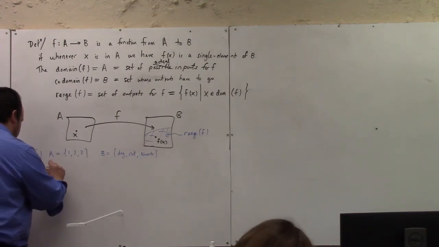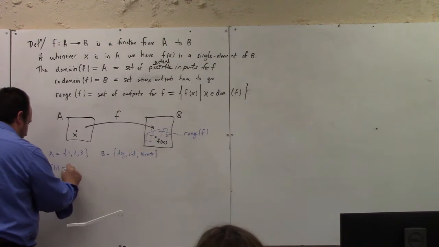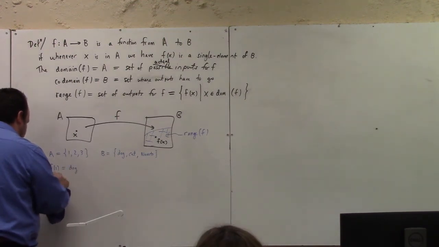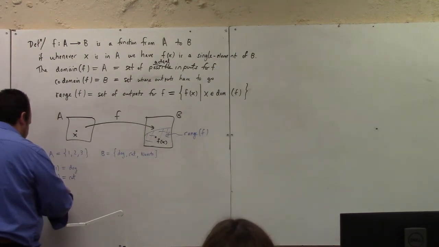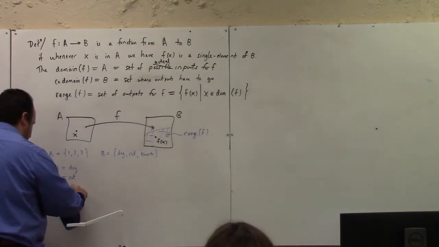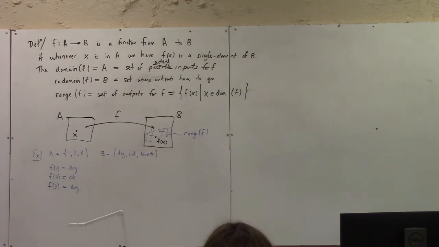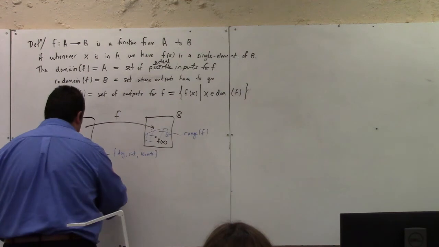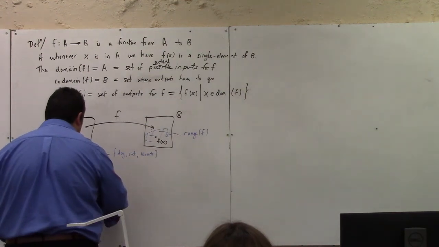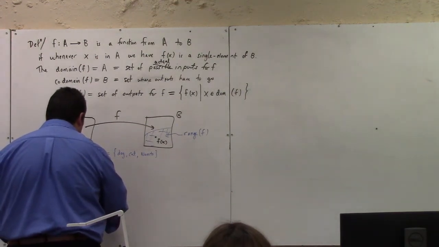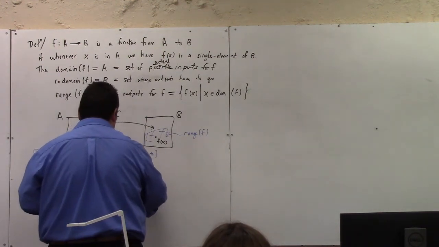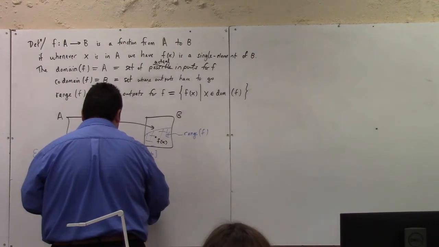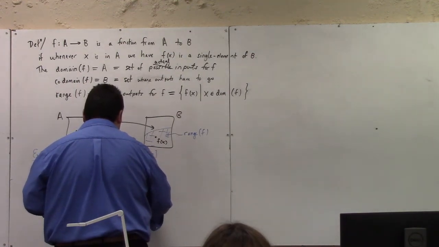I could say f of 1 equals dog, f of 2 equals cat, and f of 3 is equal to dog again. Or I could also draw the picture like this. 1, 2, 3, dog, cat, Naruto.